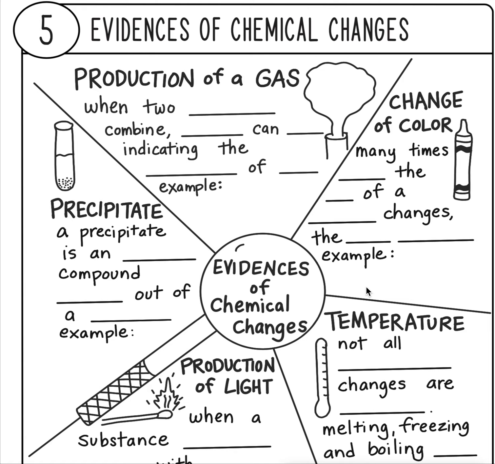How we can know that a chemical change is taking place. There are a few signs that make it easy to tell, and the first one is the production of a gas. This happens when two reactants combine and bubbles can form. And when you see bubbles, that is a sign that it has made or produced carbon dioxide gas.